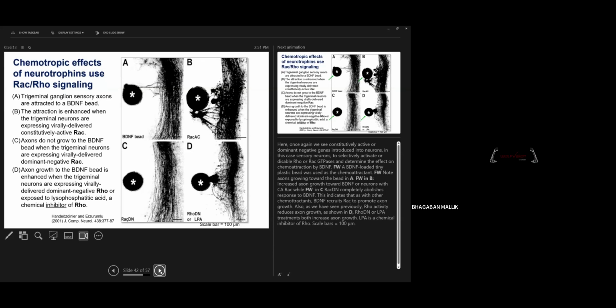Or you can induce neuronal growth by culturing with lysophosphatidic acid. So here, okay, this is showing how the dominant negative causes neuronal growth. The RhoA dominant negative causes neuronal growth. Okay, so these are all shown here.